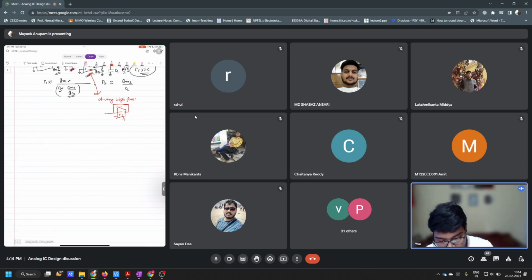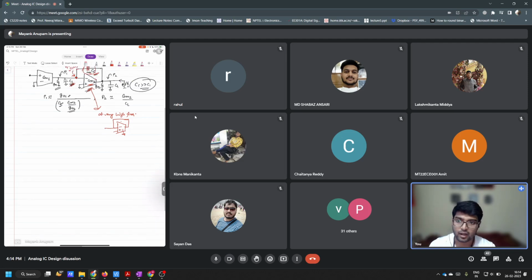And the usefulness of this diode connected transconductor is what? It provides very low impedance. So am I making sense? Everyone is following me? Yes, sir. So that was the whole purpose.